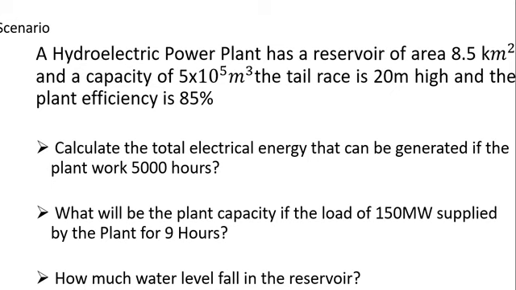What is required to solve? The first point is to calculate the total electrical energy that can be generated if the plant works 5000 hours. So the first thing is to calculate the energy if the plant runs for 5000 hours. Second thing asked is what will be the plant capacity if the load of 150 megawatt is supplied by the plant for 9 hours. And the third thing asked is how much the water level falls in the reservoir.